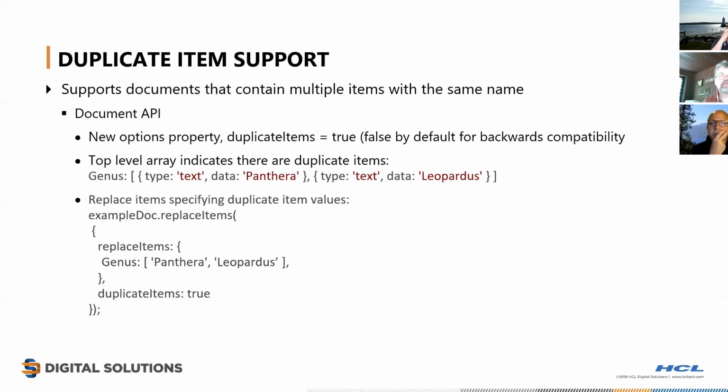So the second bullet here where it says genus, that would be an item in a document. Basically, this is showing you two items with the same name right here, with the same type in this case, in the array. And you can replace items back using the same notation, which is pretty handy. So that's the duplicate item support.